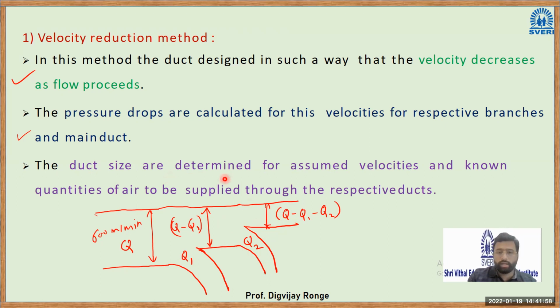So the duct sizes are determined for assumed velocities and known quantities of air to be supplied through the respective duct. That means for this velocity and this flow rate, the required cross-sectional area of the duct is fixed in the standard. You just have to select the length, and it will calculate, and then you have to calculate the width. Only that area must come out. Okay, right? So with reduction in velocity, area also will decrease.